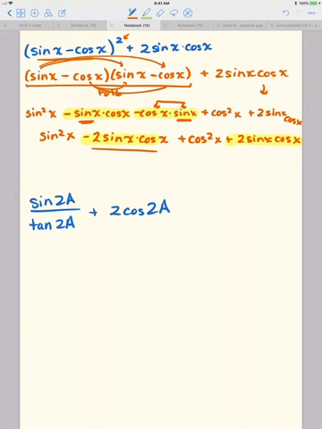Again, we have some like terms. The sine x cosine x, there's a negative 2 and a positive 2, so those are going to add to 0. So we have sine squared of x plus cosine squared of x, and that is the Pythagorean identity, which you can write as equal to 1. So all that work to get 1 for your final answer.